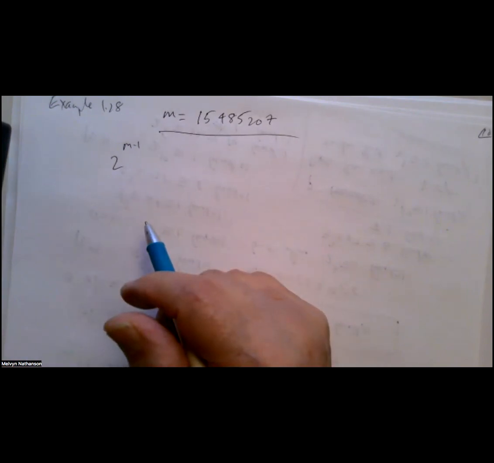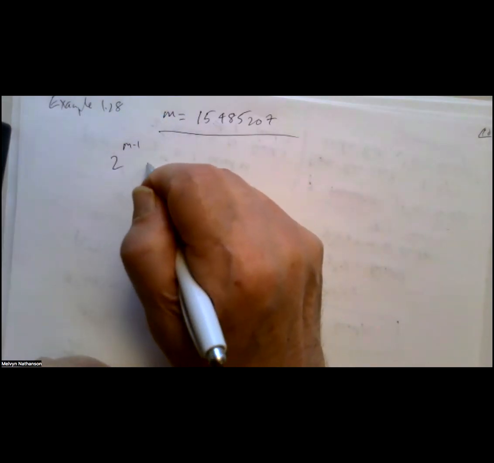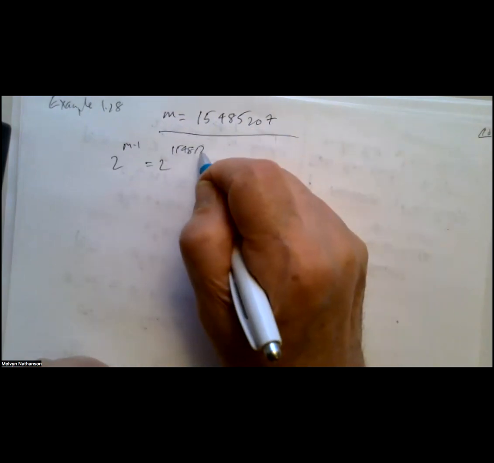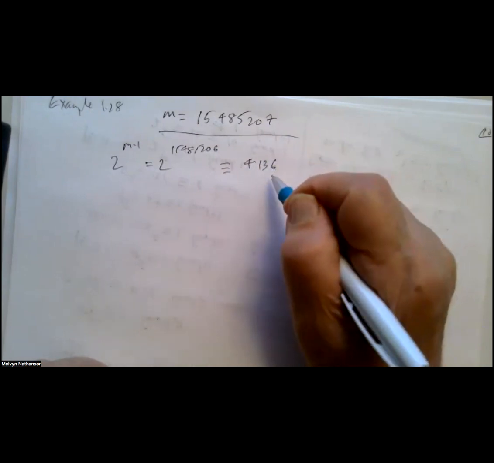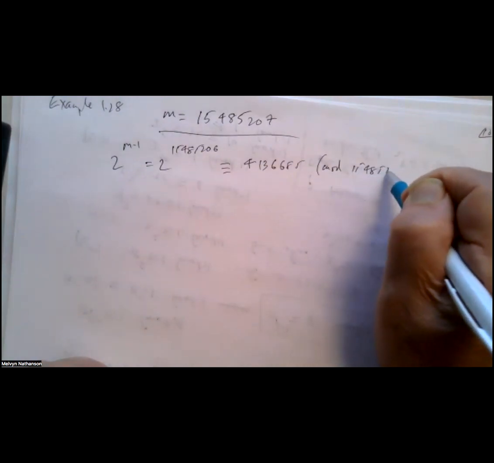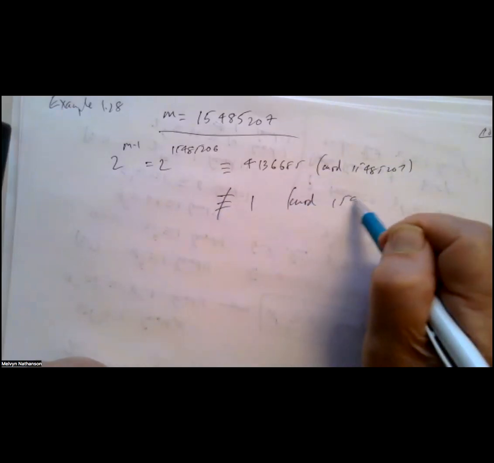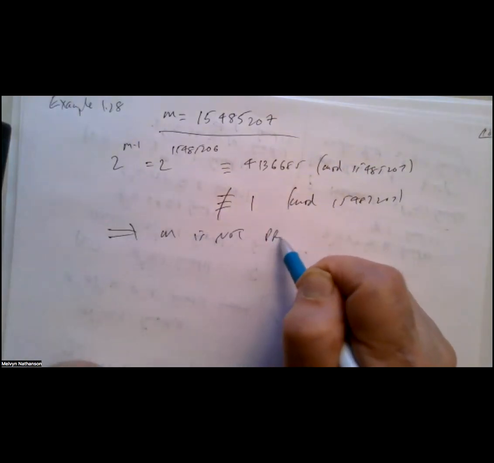right, if you use the fast powering algorithm, you can calculate this. This is 2 to the power of 15,485,206. This is congruent to 4,136,685 modulo 15,485,207. In other words, this is not congruent to 1 modulo this number, which means m is not prime.